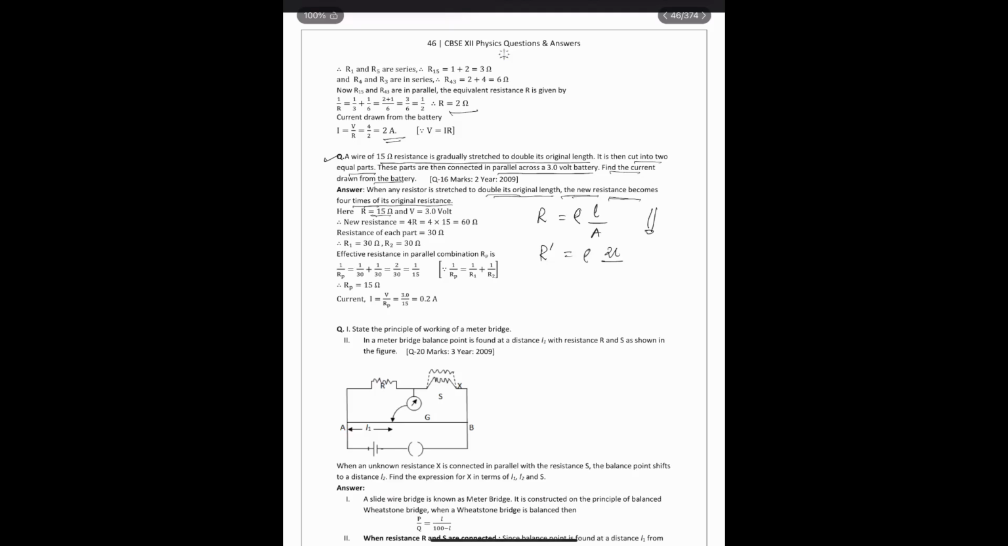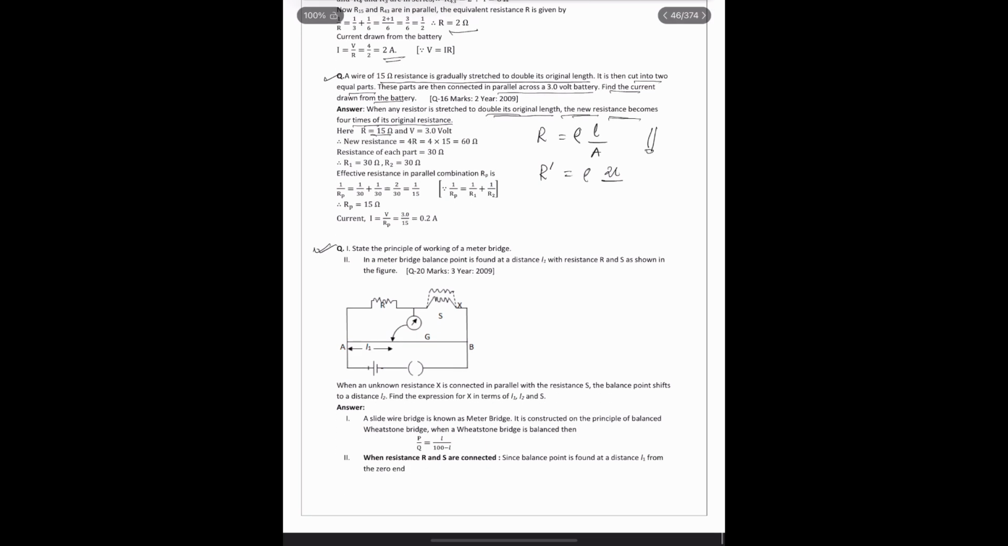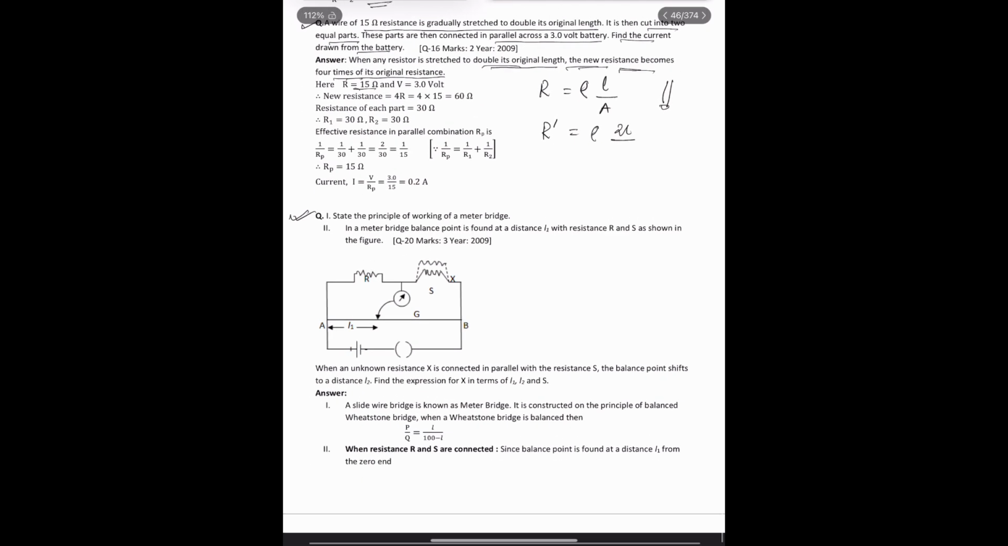So we are discussing CBSE current electricity standard 12 previous year's questions and answers. Now let us resume this discussion. State the principle of working of a meter bridge.